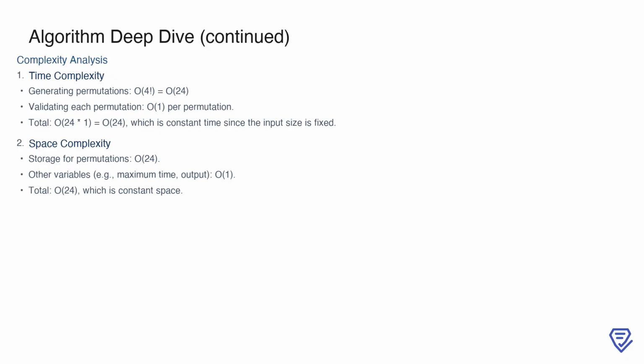For space complexity, storing the permutations requires O(24) space, and additional variables, such as the maximum time and output string, require O(1) space. Thus, the total space complexity is also O(24), which is constant. This makes the algorithm both time and space efficient, given the constraints of the problem.